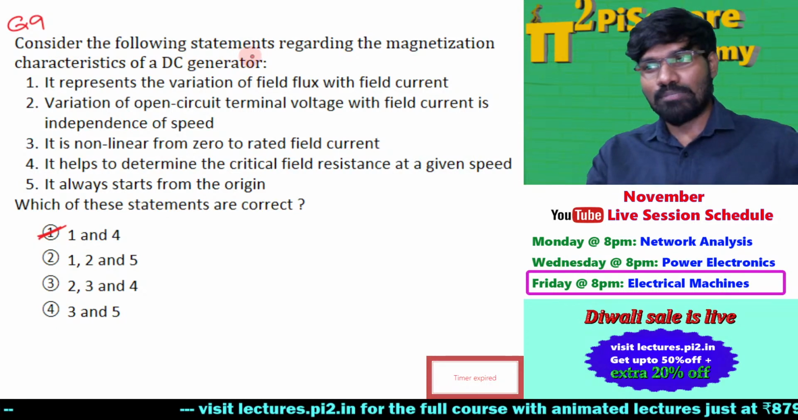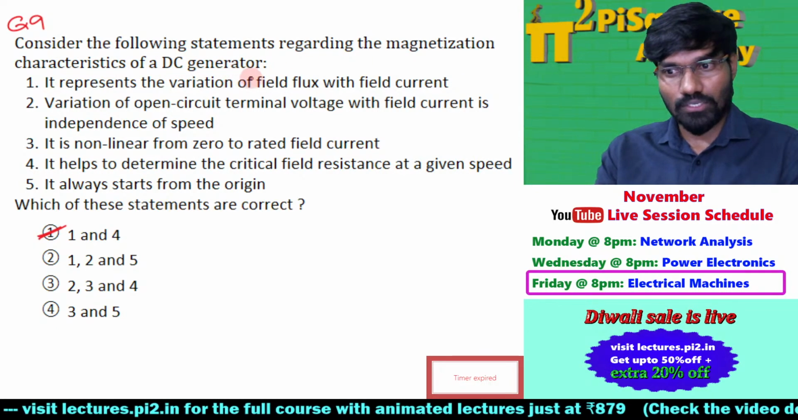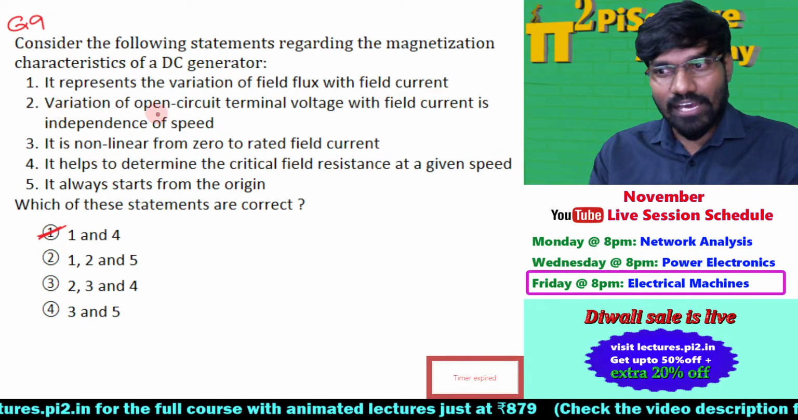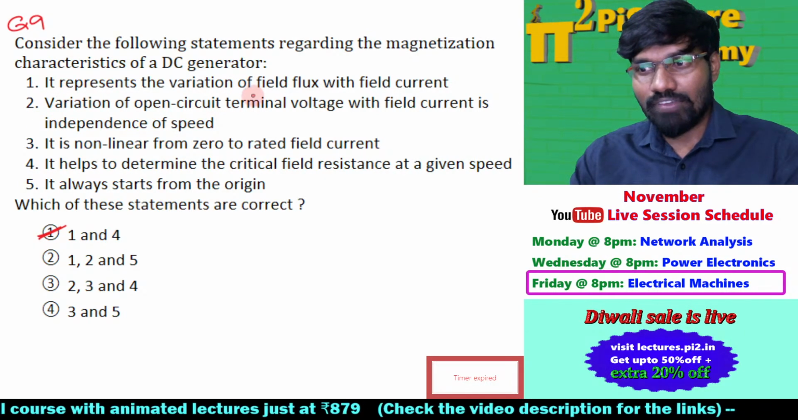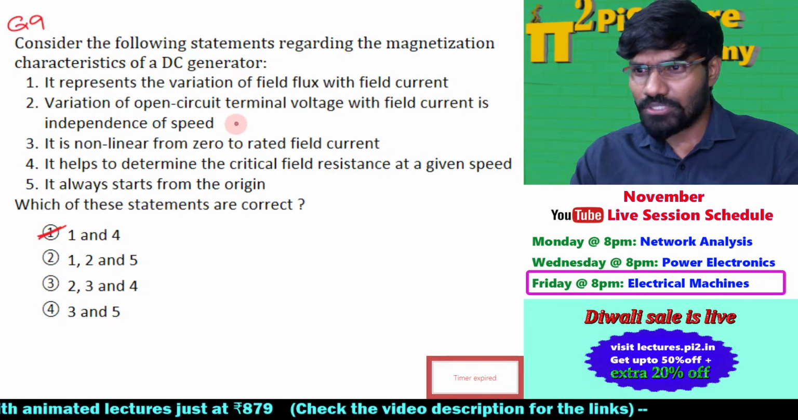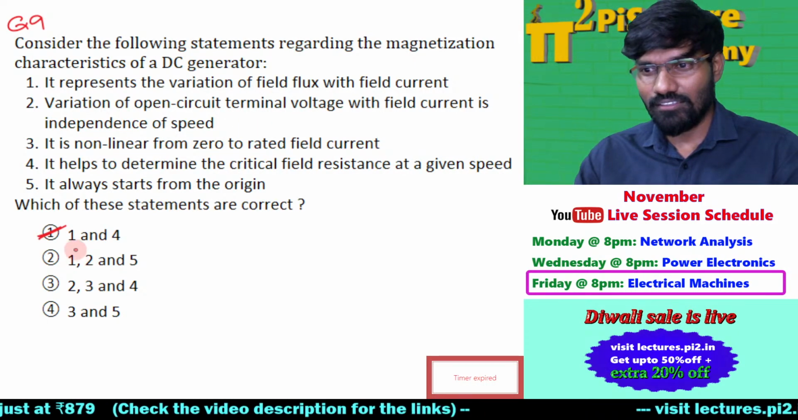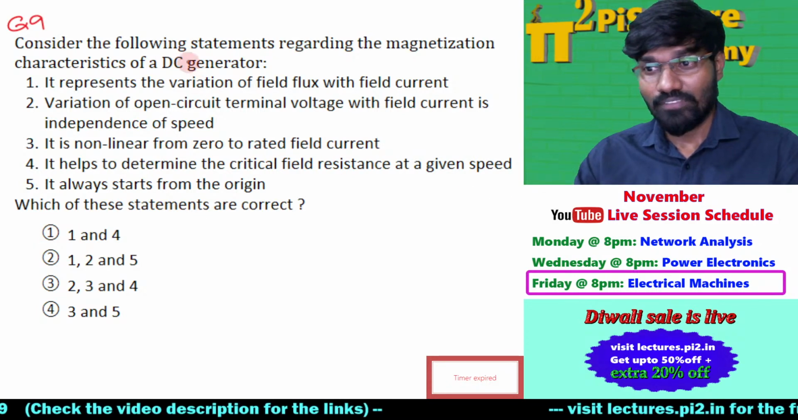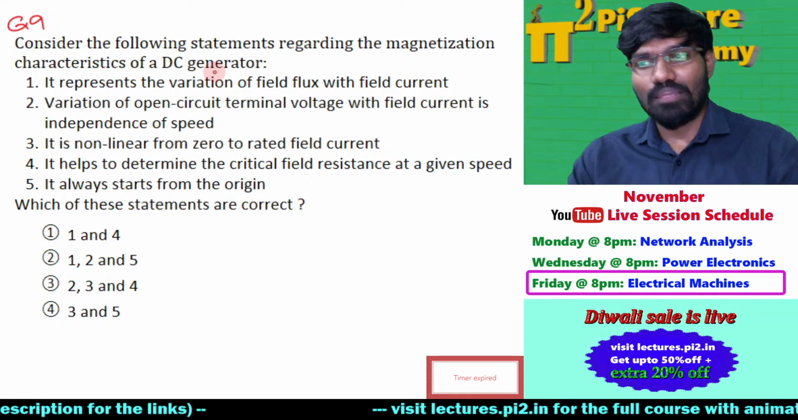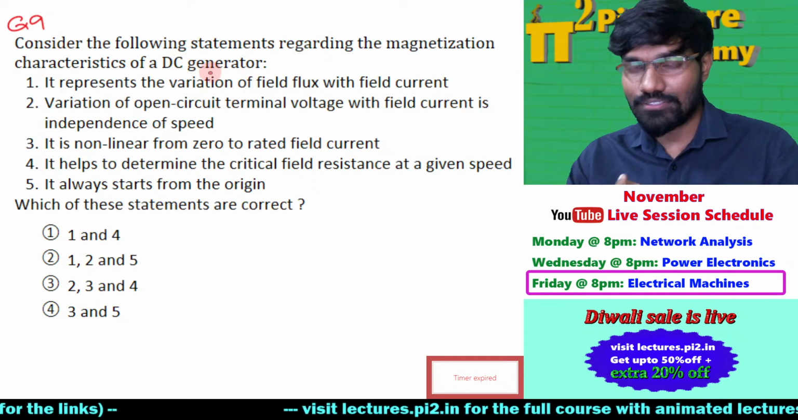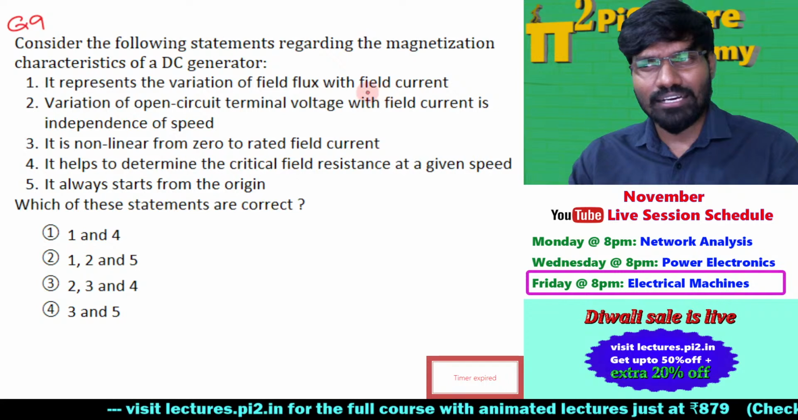Consider the following statements regarding magnetizing characteristics of a DC generator. Okay. Some people are answering variation of open circuit. So let's come to this. It represents a variation of, which option is correct? I'm saying 1. No, this is not correct. How come I said this is correct? Yeah, let's get back again. Magnetization characteristics of DC generator. It represents the variation of field flux and field current.